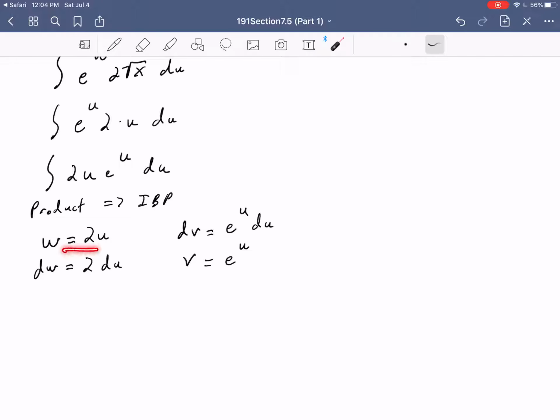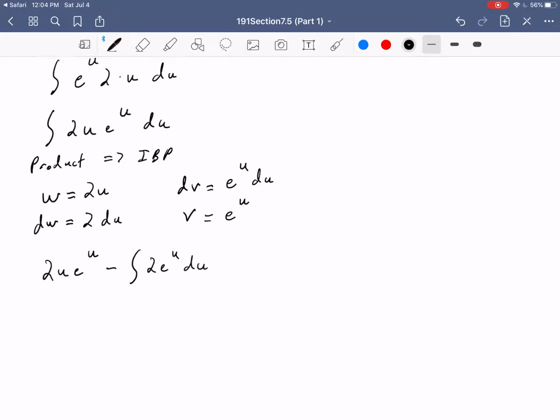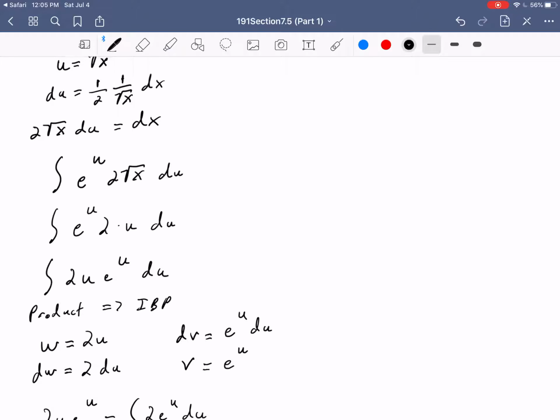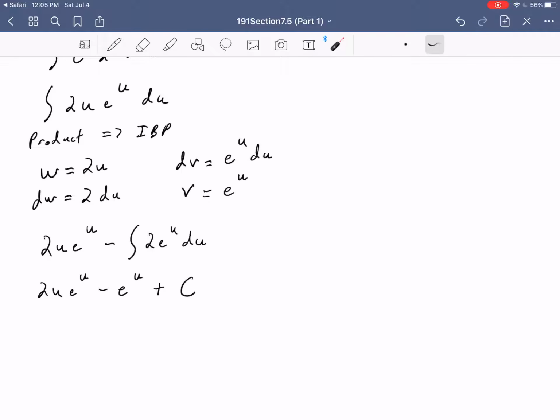And then we do wv, so we get 2u e to the u minus the integral of v dw. So 2 e to the u du. Still have an integral to do, but it's a nice and easy one. Integral of 2 e to the u. You can just bring that 2 outside if you want, and then integrate the e to the u as e to the u. So we get 2u e to the u minus e to the u, finished all our integrals, plus c. Then we can look back and remember that our u was actually square root of x. So we pop that in there. We get 2 root x, e to the root x minus e to the root x plus c.